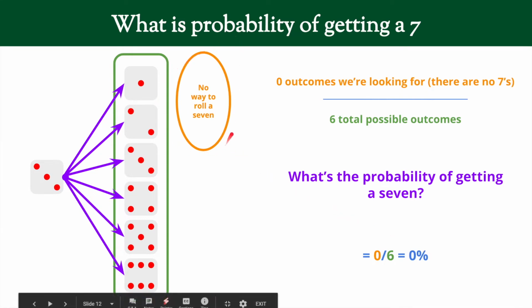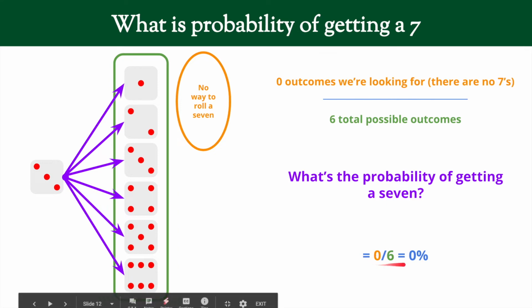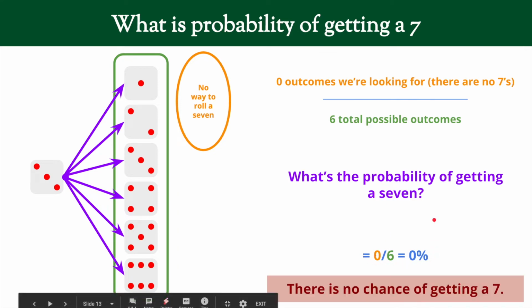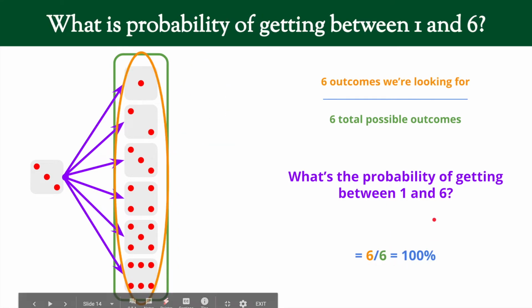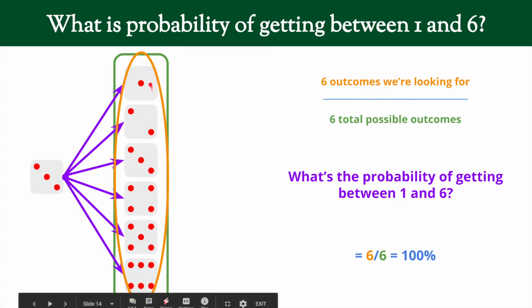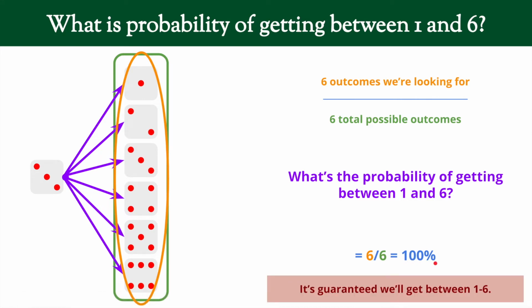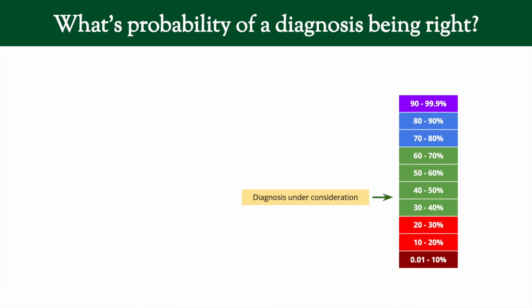What is the probability of rolling a 7? There's 0 ways of getting a 7 when you roll a 6-sided die, right? 0 out of 6 possible outcomes. So you have 0%. There's no chance of getting a 7. And what's the probability of getting a number between 1 and 6? Well, there's 6 ways of getting 6 potential things we could do. We could get any of the possible 6 numbers here, and there's 6 potential outcomes. So 6 over 6 is 100. So there's a 100% chance. We're guaranteed that we will get a number between 1 and 6.